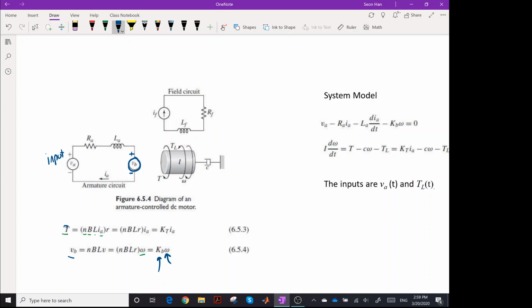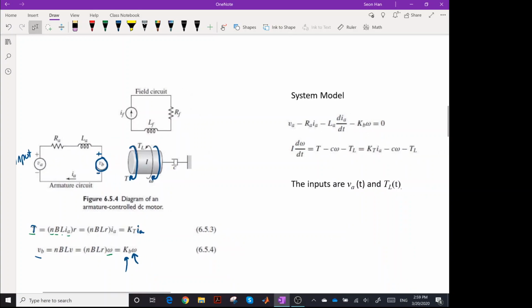The torque that's applied to the motor. Okay, now this is the direction of the spin. And then torque is in the same direction, and is proportional to the current in the armature circuit. So the system model looks like this.